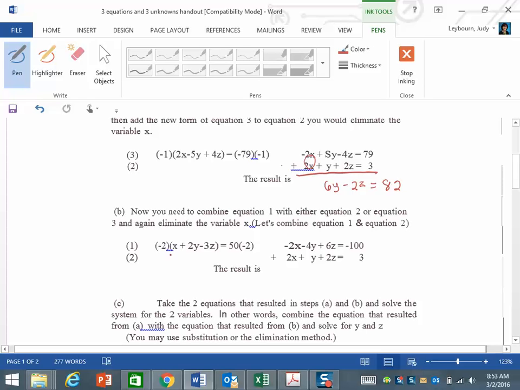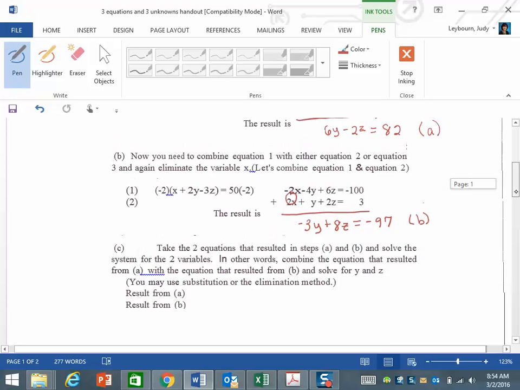So first I took equation 1 and I multiplied it by -2, and again notice my notation, and here's the result. Equation 2 I just wrote down, and now when I add these two equations, again the x terms will go to 0 and I'll have -3y plus 8z is equal to -97. So in a bit I'm going to refer to these two equations. This equation is coming from part A, and this equation is coming from part B.